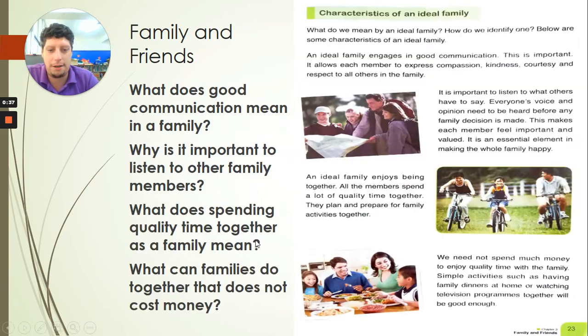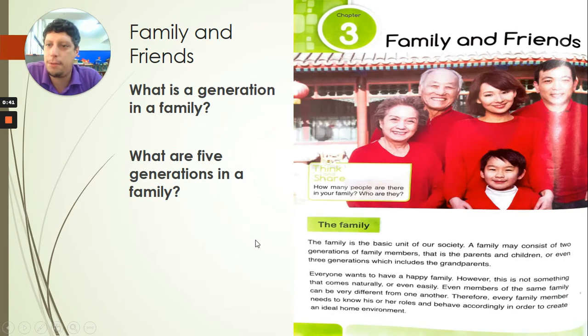Chapter 3 starts on page 22. Page 22, okay? Chapter 3, page 22. Okay, and we're going to be learning about family and friends this semester. So, there's a little question here. How many people are there in your family? Can you do a quick count? How many people are there in your family?